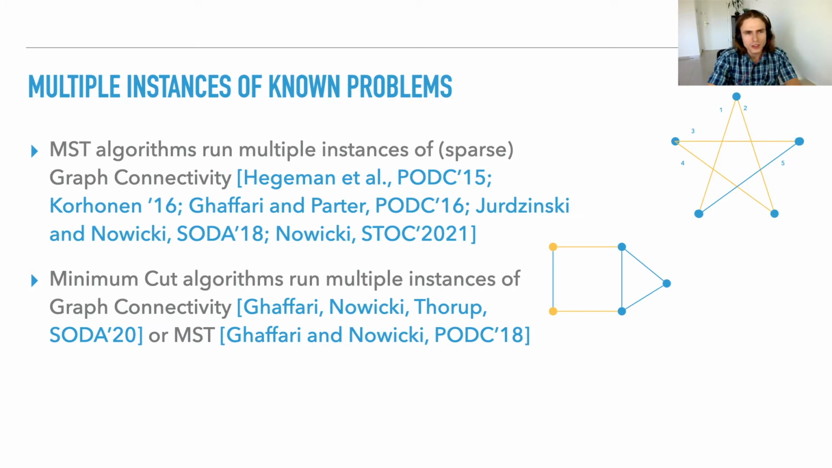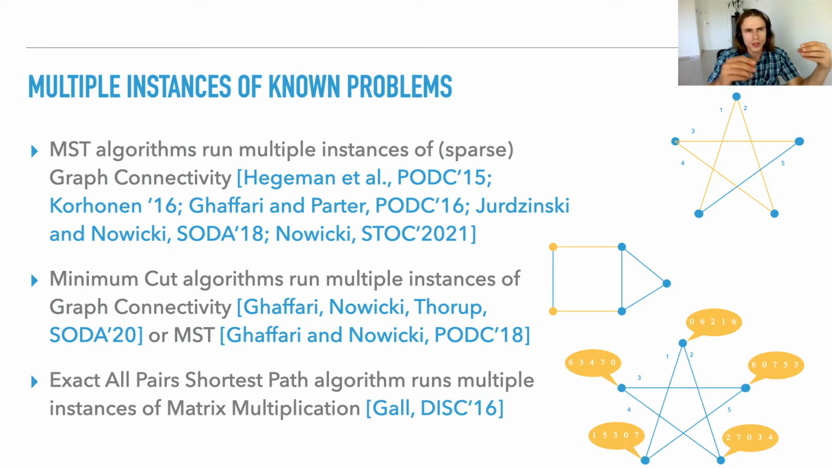Ghaffari and Nowicki show how to run polynomially many instances of the MST problem in a constant number of rounds, and use it to solve a minimum cut problem. In this problem, each node should join one of two sets such that the number of edges between the sets is minimum. The state-of-the-art minimum cut algorithm by Ghaffari, Nowicki, and Thorup runs multiple instances of the graph connectivity problem.